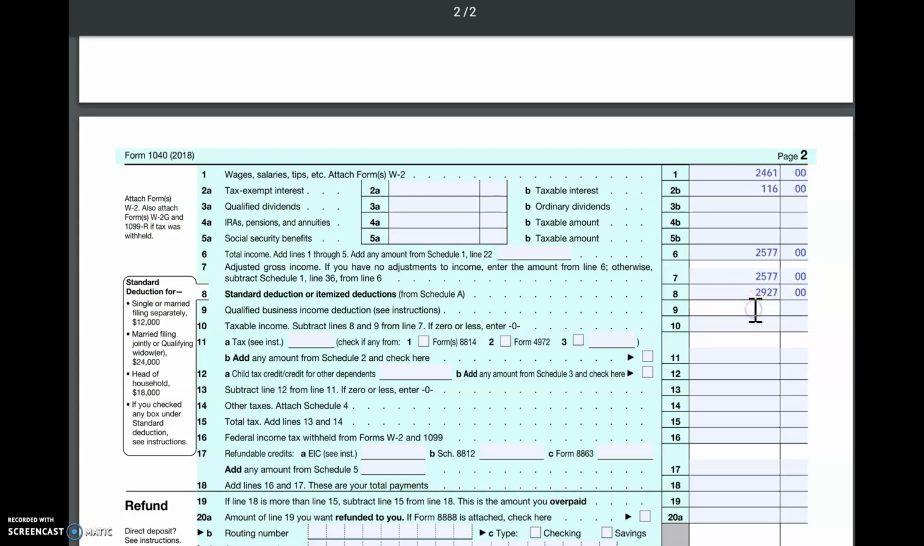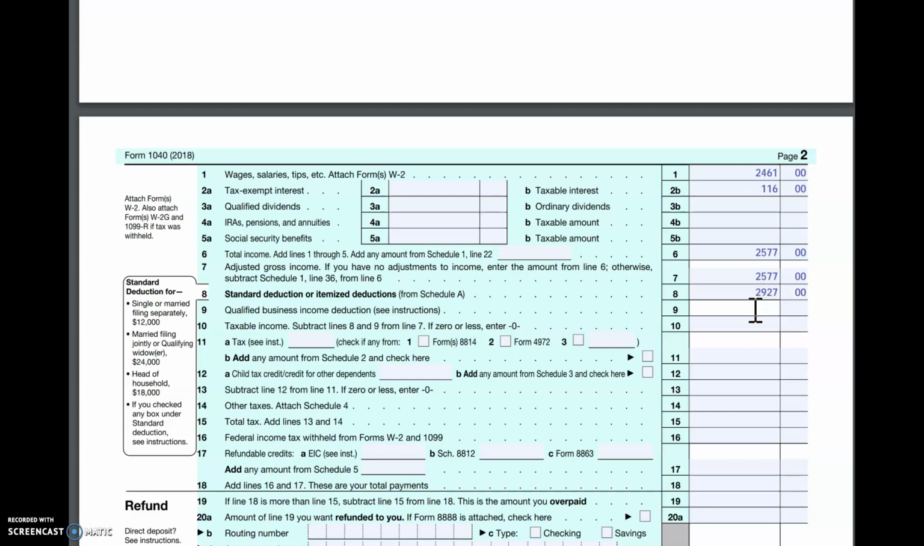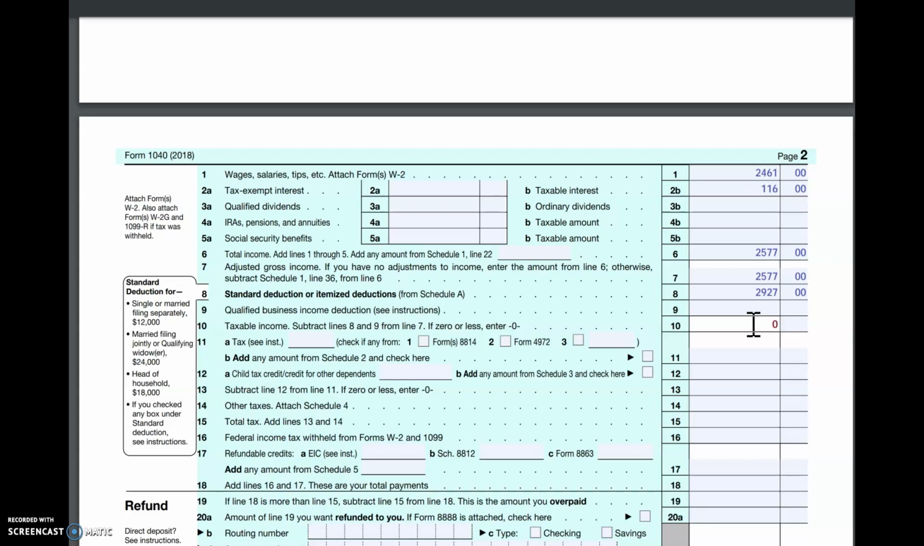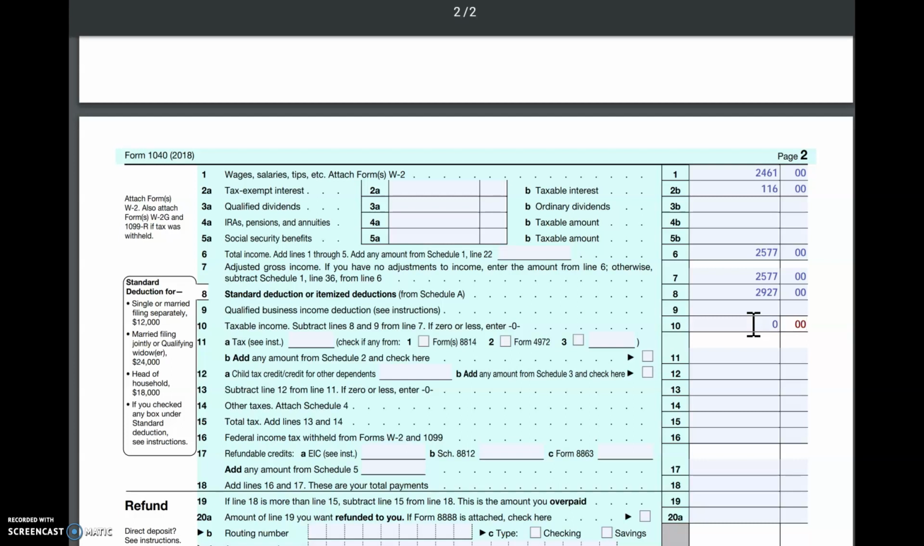All right, going to line 9. Qualified business income deductions. Josh didn't have any of that, so we can skip 9. We'll go to line 10. Line 10, taxable income. Subtract lines 8 and 9 from line 7. Okay, well, we didn't have anything on 9. We do have something on line 8, which is bigger than line 7. So we are going to get 0. We don't get a negative number. We just get a 0. So enter 0 and 0 cents.